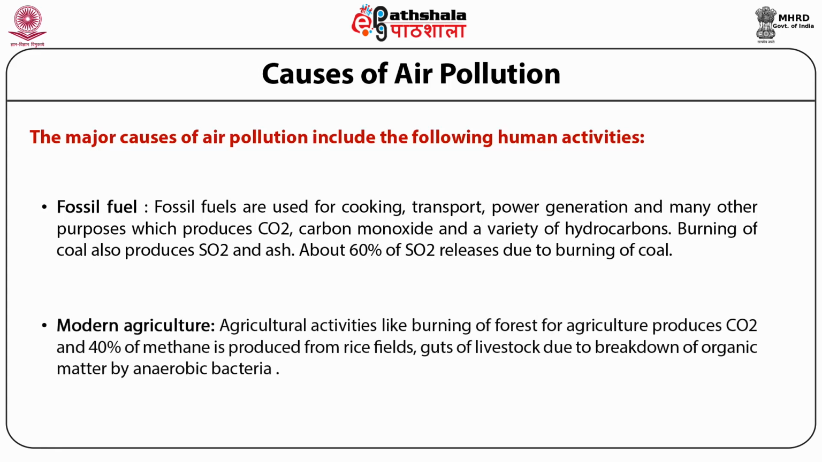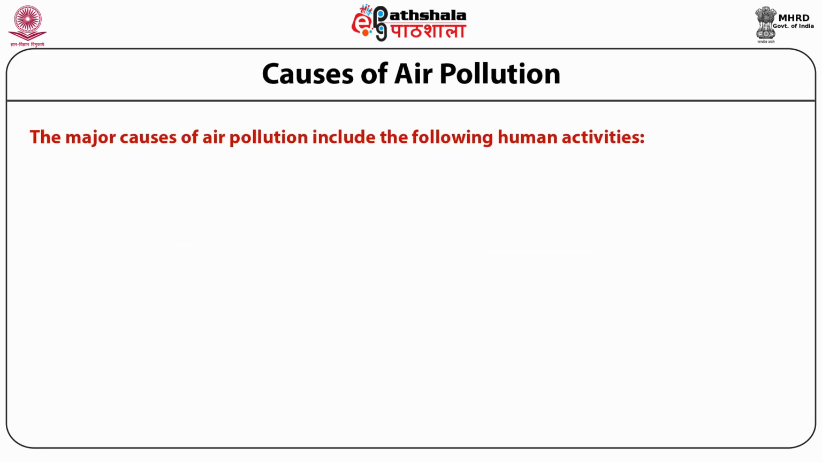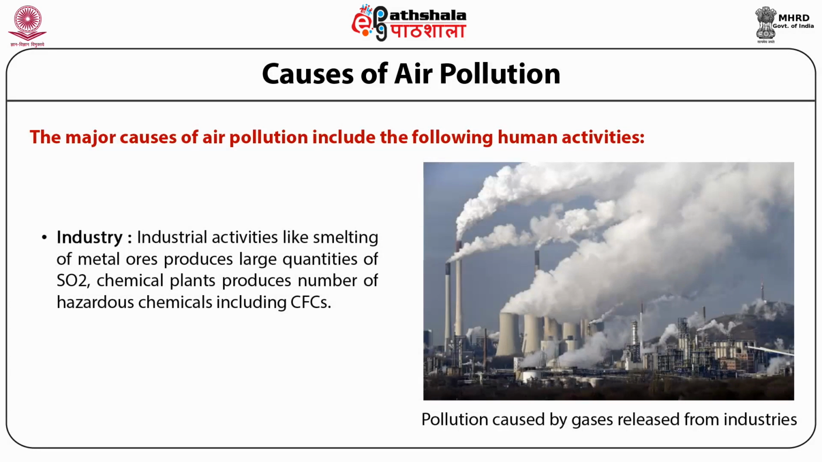Third is modern agriculture. Agricultural activities like burning of forest for agriculture produce carbon dioxide, and 40% of methane is produced from rice fields and the gut of livestock due to breakdown of organic matter by anaerobic bacteria. Fourth is industry. Industrial activities like smelting of metal ores produce large quantities of sulfur dioxide. Chemical plants produce a number of hazardous chemicals including chlorofluorocarbons.